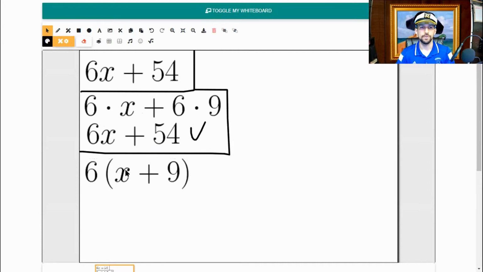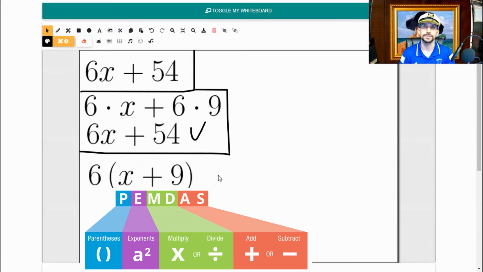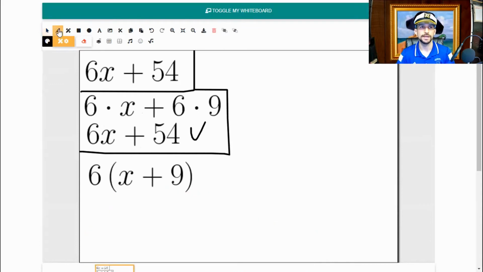Now here, we try to go through the steps of PEMDAS, the order of operations. We have parentheses, exponents, multiplication, division, addition, subtraction. The problem here is we try to work inside these parentheses, and x and 9 are not like terms, so we cannot add x and 9. We don't have any exponents, so we go straight to multiplication. Now this is a special type of multiplication because 6 is multiplying everything inside these parentheses.